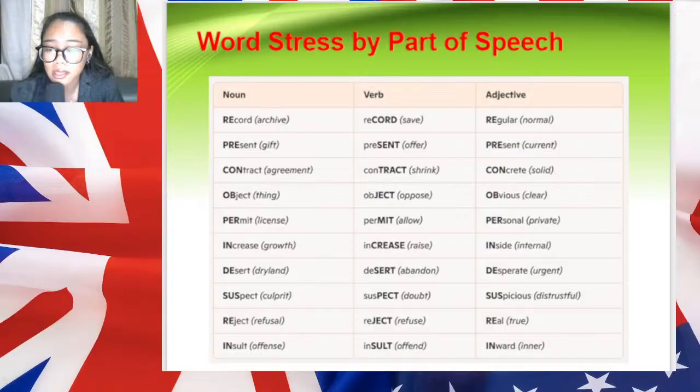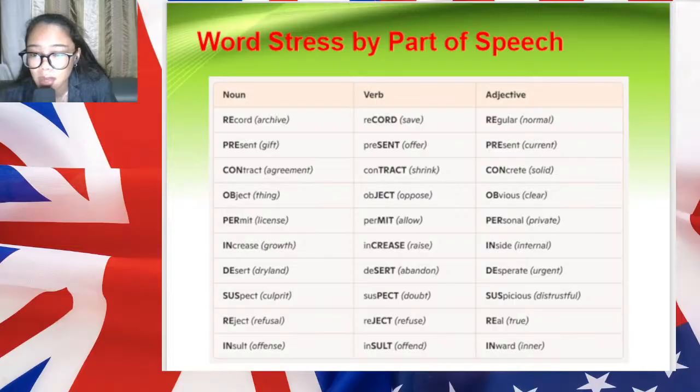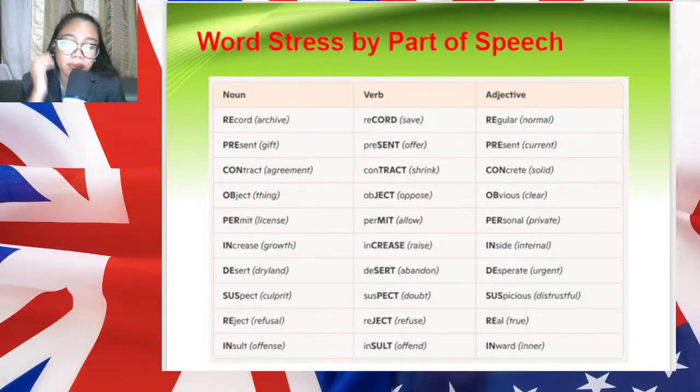So that's on that already. Next is increase versus increase. Increase, growth; increase, raise or grow. Inside, internal, that's the representative of it. Next is desert versus desert. Desert, noun, we're looking at the dry land. Desert is, of course, the second syllable here. So we're talking about an adjective. What do you think? Desert is abandon, everyone. Where the second syllable is stressed, we're referring to abandoning.